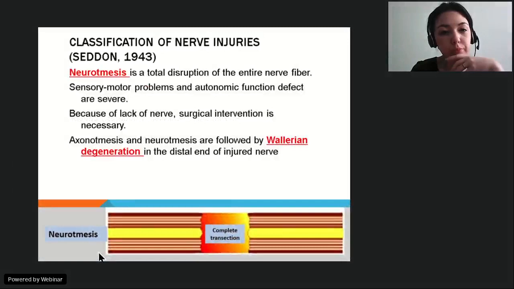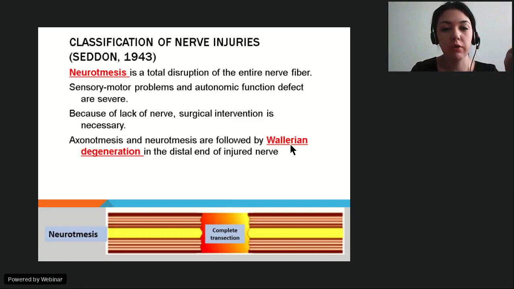And so the most severe nerve injury is neurotmesis. It is a total disruption of the entire nerve fiber. So sensory motor problems and autonomic function defects are severe. And because of the lack of nerve continuity, surgical intervention is necessary. And these two last types of nerve injuries, axonotmesis and neurotmesis, are followed by Wallerian degeneration in the distal end of the injured nerve. What is Wallerian degeneration? We will say very soon.